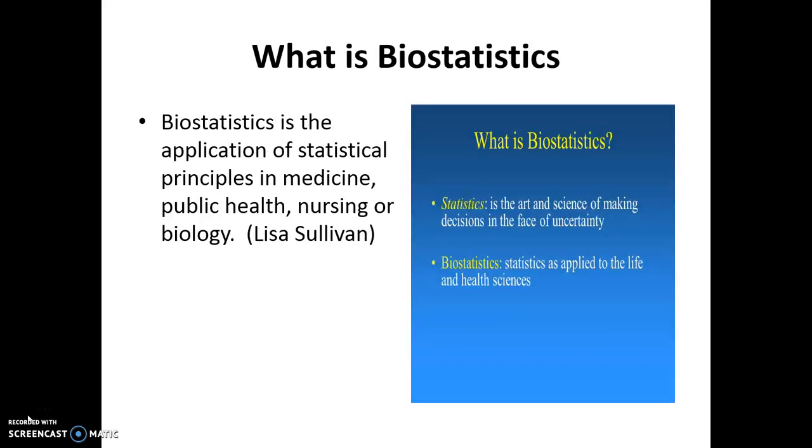So what is biostatistics? Biostatistics is the application of statistical principles in medicine, public health, nursing, or biology. And this quote is from the author of our textbook, Lisa Sullivan. Basically, biostatistics is kind of a branch or an application of statistics. And statistics is the art and science of making decisions in the face of uncertainty, and statistics is based on data. Okay.